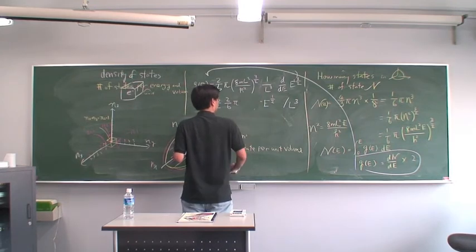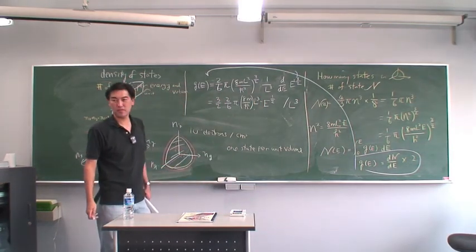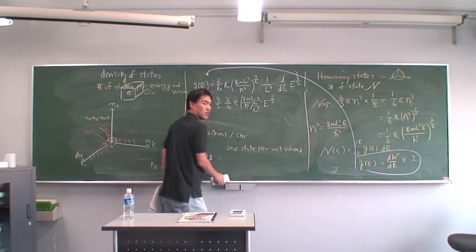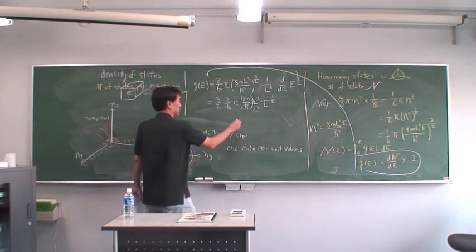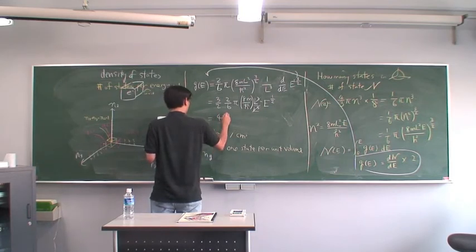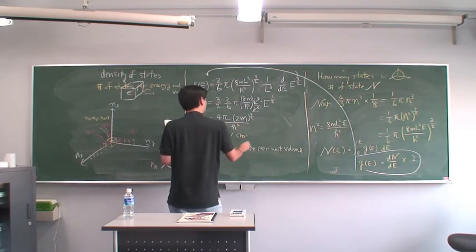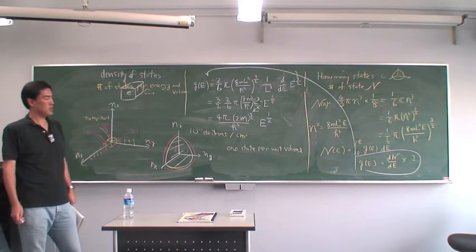So here this becomes conveniently 8m over h-bar squared, L cubed divided by L cubed. This is quite convenient, so I can erase L from this equation, and then this becomes 4 pi (2m) to the 3/2 over Planck constant cubed, times E to the 1/2. So here's the density of states result.